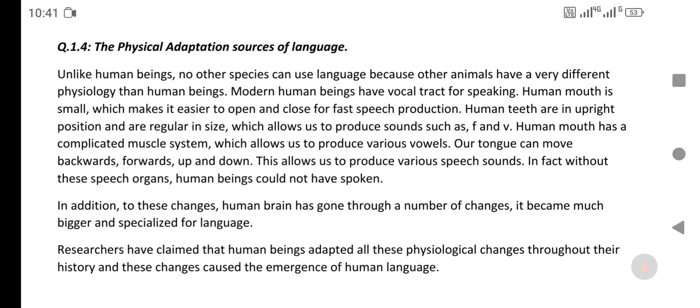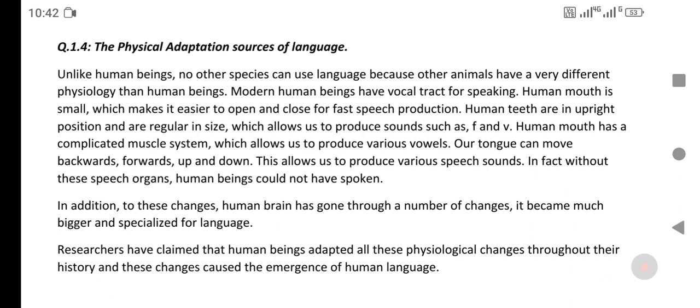The human mouth has a complicated muscle system which allows us to produce various vowels. Our tongue can move backward, forwards, up and down. This allows us to produce various speech sounds. In fact, without these speech organs, human beings could not have spoken.